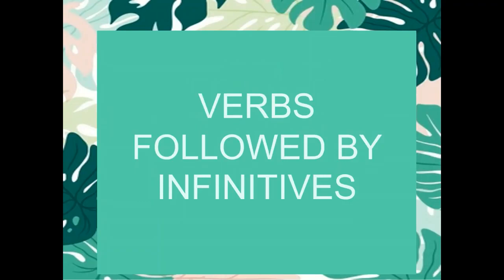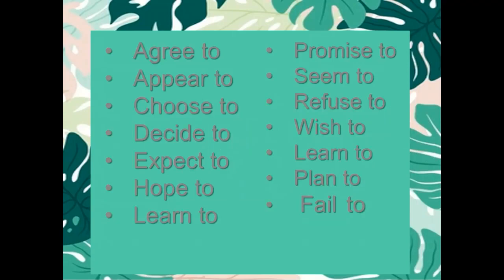Now, any other verbs that I didn't mention accept only to plus base verb, such as agree to, appear to, choose to, decide to, expect to, hope to, learn to, promise to, seem to, refuse to, wish to, plan to. They accept only to plus base verb, okay? And we also have fail to. Again, what are those verbs? Agree, appear, choose, decide, expect, hope, learn, promise, seem, plan, want, fail. Okay?